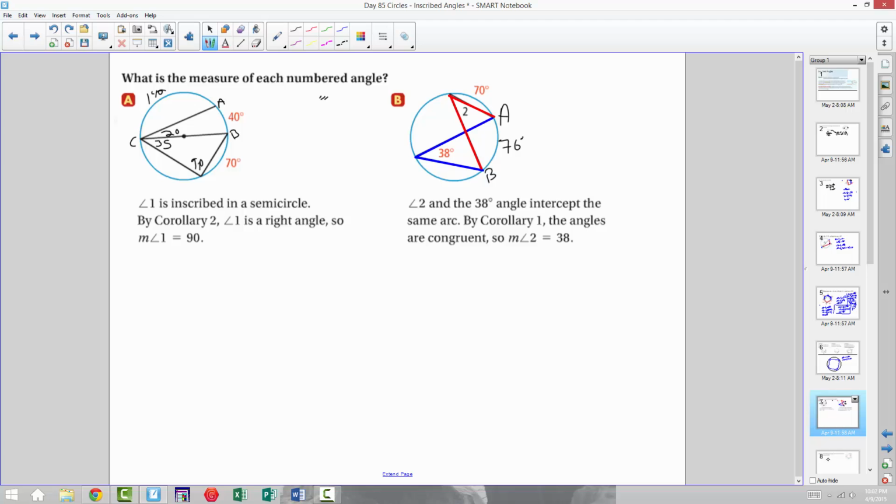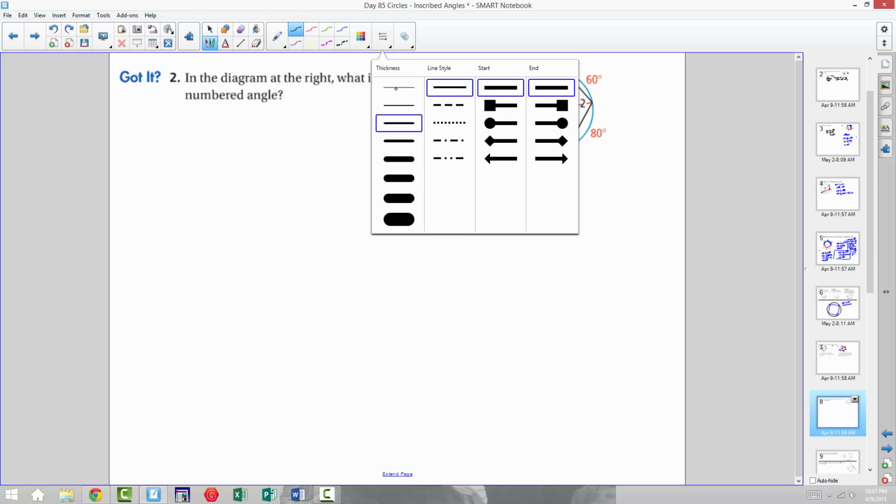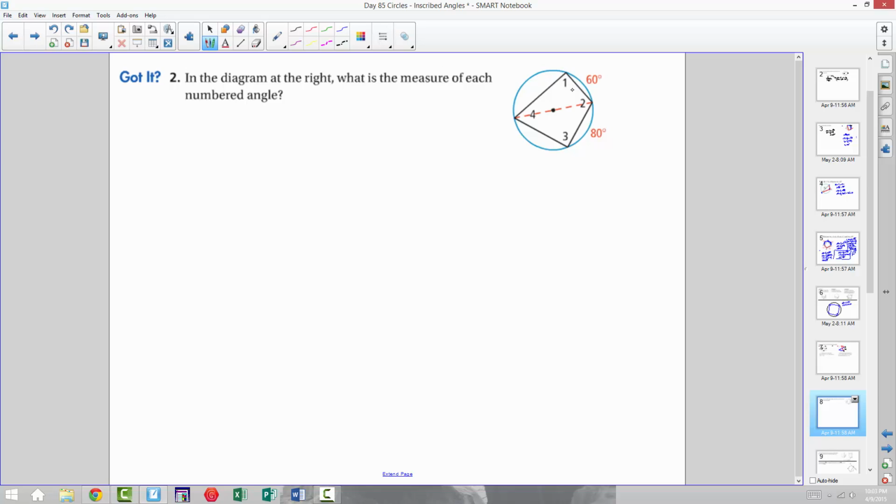So those are two examples using the corollaries. So in the diagram at the right, what's the measure of each numbered angle? So here's corollary 3. I know that opposite angles are going to be supplementary. Why? Because I have a quadrilateral inside of a circle, and the vertices are on the circle. So let's find our angles. I'll label AB is a diameter because it goes through the center of the circle. So in a diameter, you have to have 180 degrees in its arc. I'll label this D. I'll label that C. I know A to D will be 100 degrees because ADB is a semicircle.